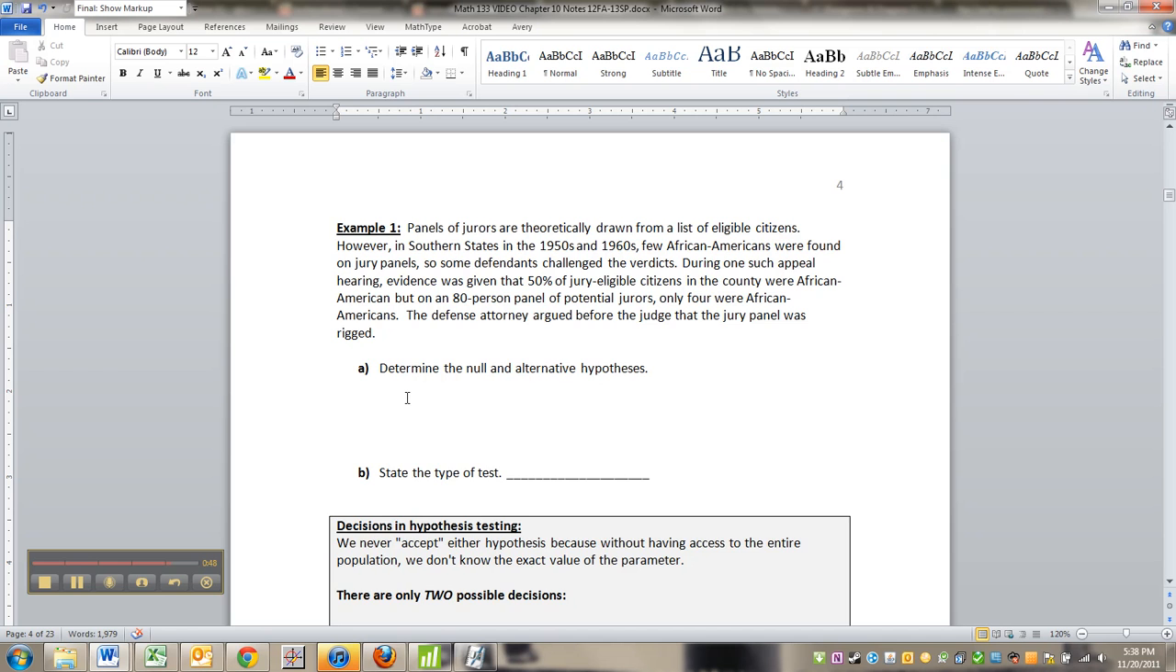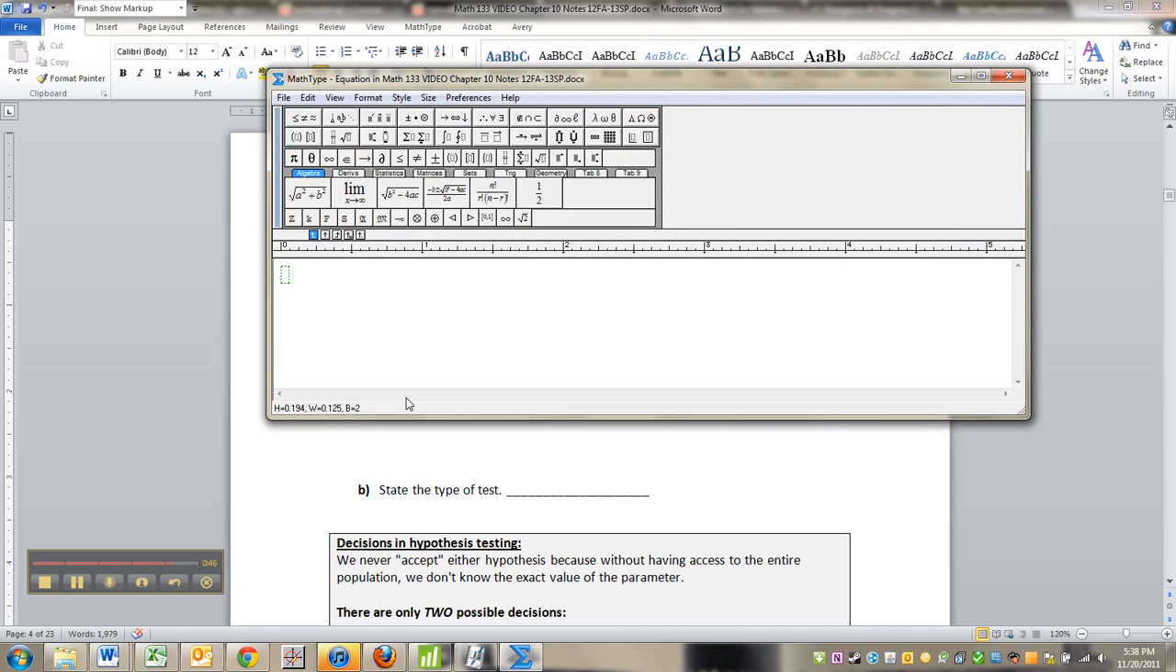All right, so let's state the null and alternative hypothesis. And by the way, if you're ever interested in this particular problem, I got it from the Cartoon Guide for Statistics, which is an excellent book.